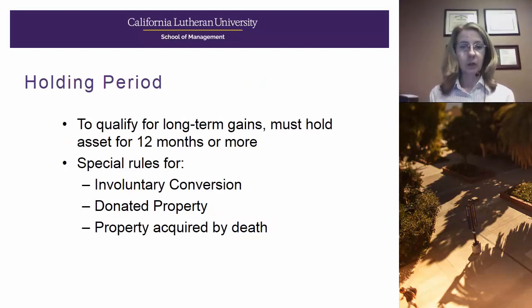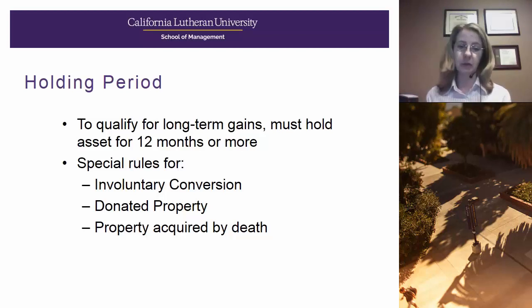So how does one qualify for long-term capital gain treatment? Generally it's based on the holding period. Usually you must hold the property for at least 12 months in order to gain long-term capital gain treatment. However, there are a few exceptions. They include involuntary conversions, donated property that is contributed to a charity, or property acquired by death.